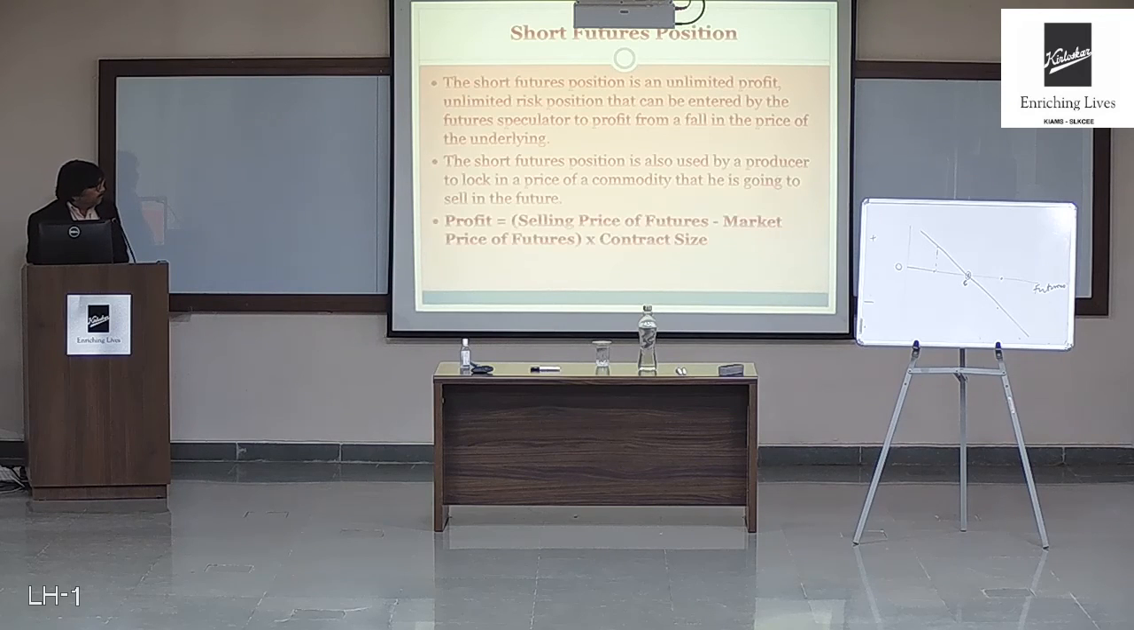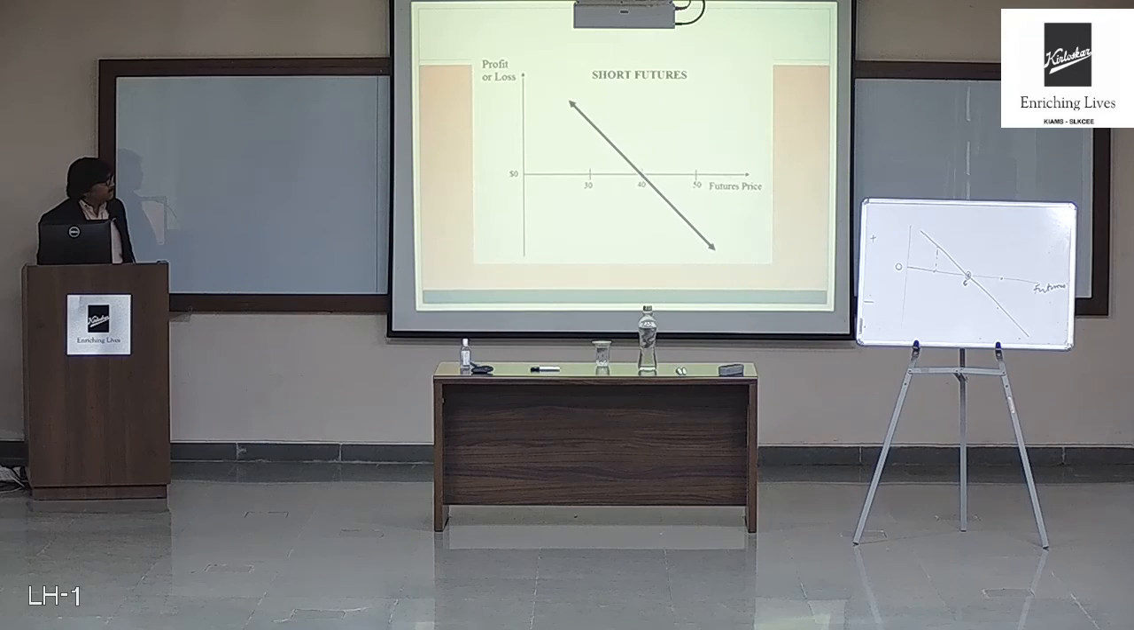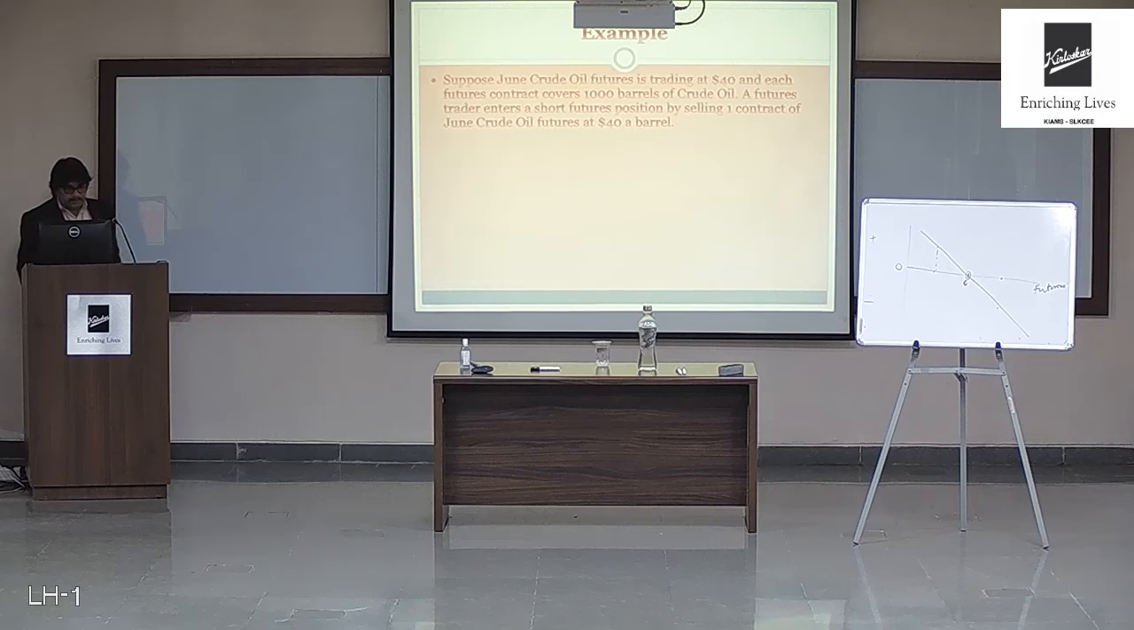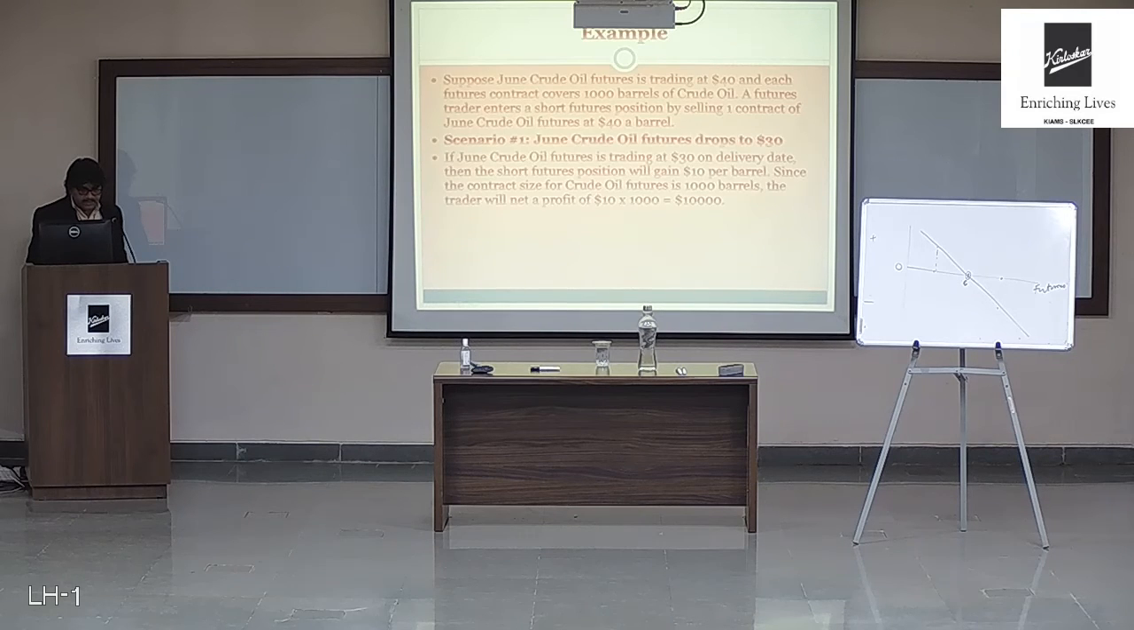So we can see that this is how it looks, and suppose we look at the same example from the short perspective: the same contract trading at 40, but you are required to sell, and scenario 1 is that it drops to 30. Then what happens to you? Since your position is of selling and the market price has gone down, and you will be selling at the contract price of 40, there will be a gain of 10 rupees per unit, and since 1000 such units are covered by each contract, the total profit is $10,000.